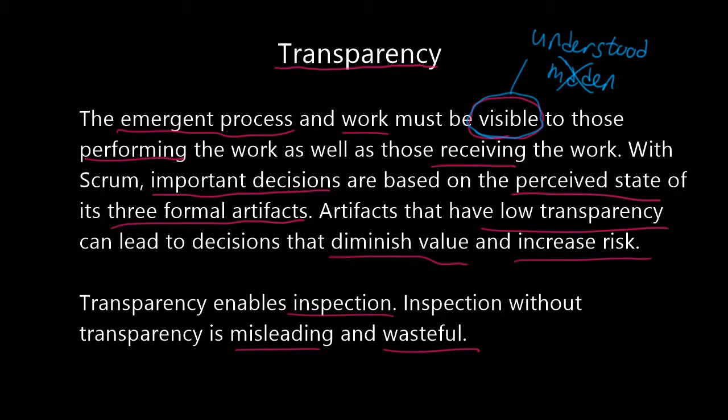And what are those two things? It's the emergent process and work. And it's emergent, remember, because we are in the complex domain. More is unknown than known. So as we get into the work and as we get into working together, we are learning as we move along. So an example of a process could be a working agreement.